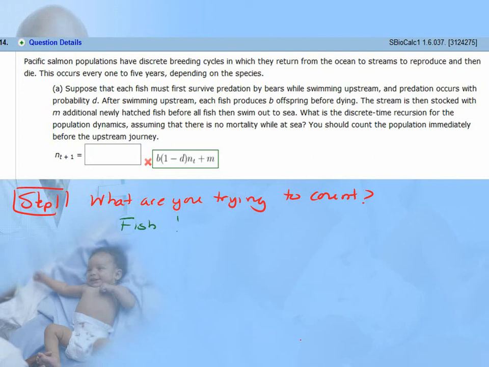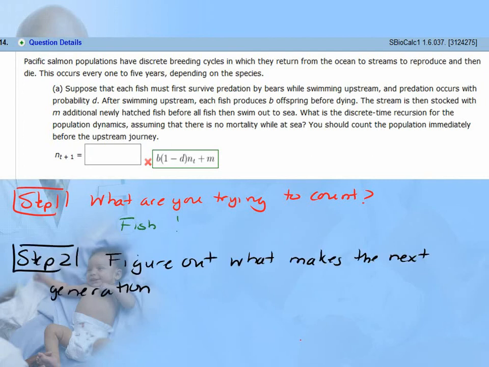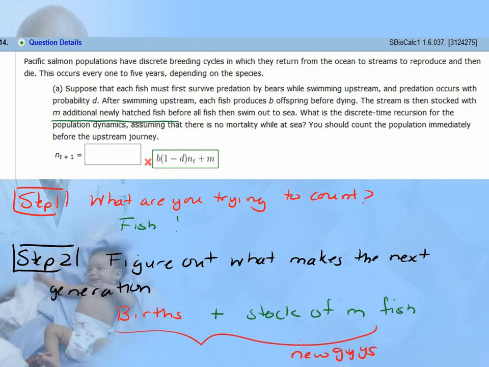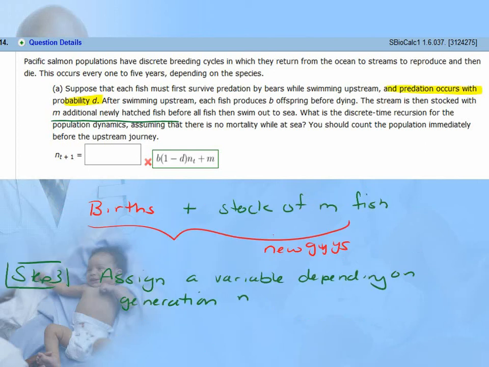So you're trying to count fish. You have to know what you're trying to count. So you have to figure out what makes the next generation. How do you get new fish? Where do they come from? From births, right? But they also tell you, notice that there's an M in there. The M they stock also. So once the fish swim upstream, somebody at the upstream place dumps M more fish into the pile. So there's two places that you'll get new fish, from the ones that are born and the stock of M fish. Those are the new guys.